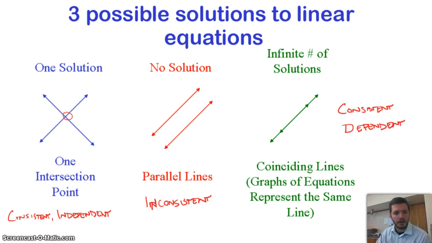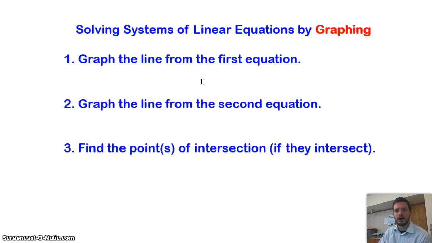I think we've got just one more thing. I'm going to go to the steps for solving these systems by graphing, and it's real straightforward. It just says graph the line from the first equation, then graph the line from the second equation, and then find the points where they intersect.